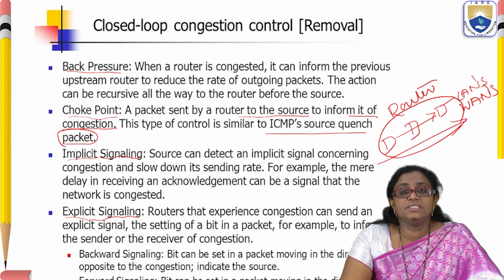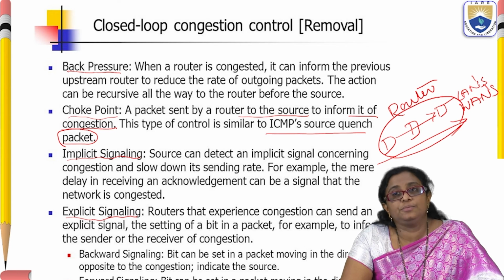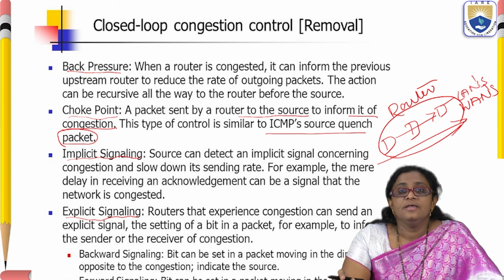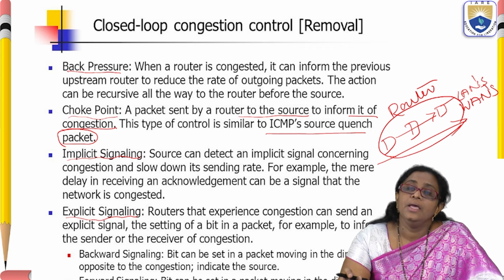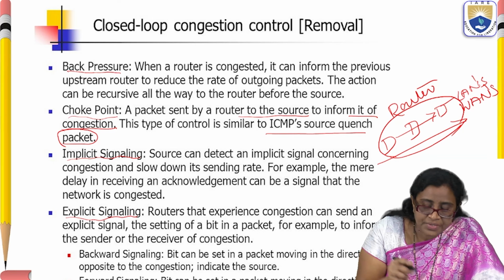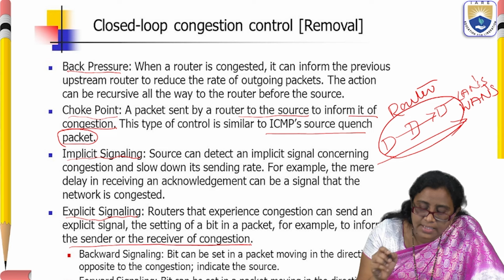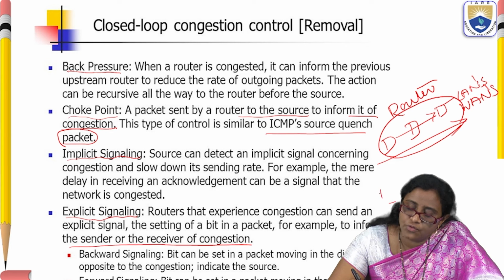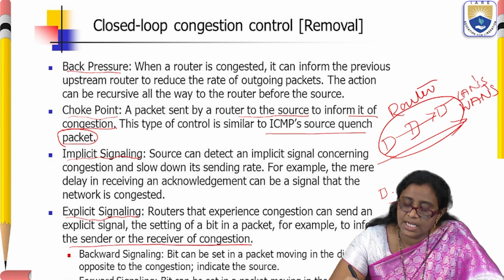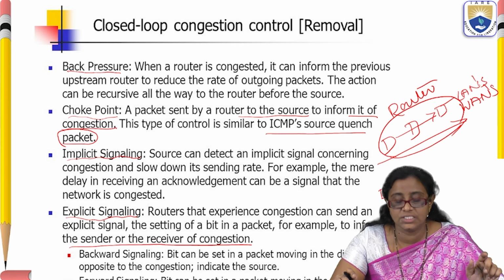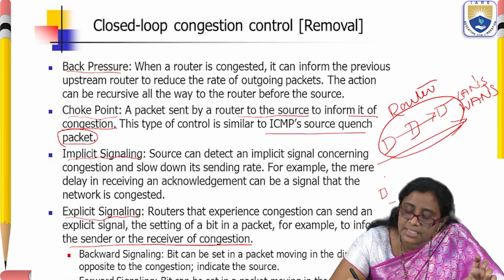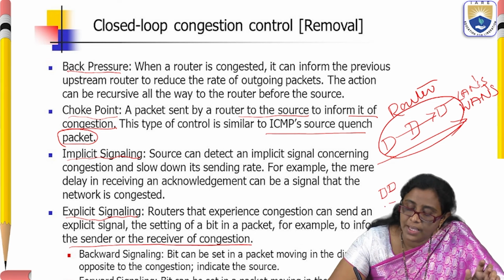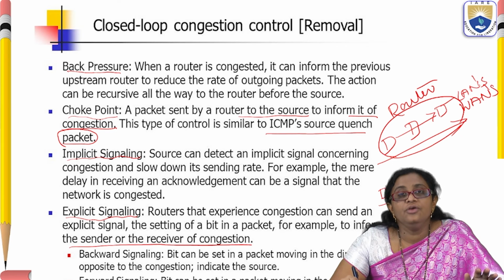And coming to explicit signaling, routers which have experienced congestion can send an explicit signal, which we can call the sending of a bit in a packet, for example, to inform the sender or the receiver of a congestion. That means explicit signal means, first of all, before the transmission of the flow of data packets, a router can experience and know the condition of congestion. It can send one data bit, a single bit of packet, to check the route, whether that route is congested or has free flow.